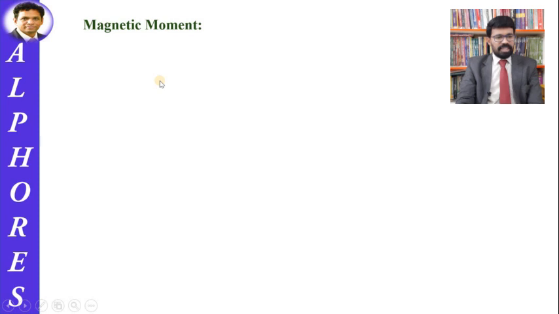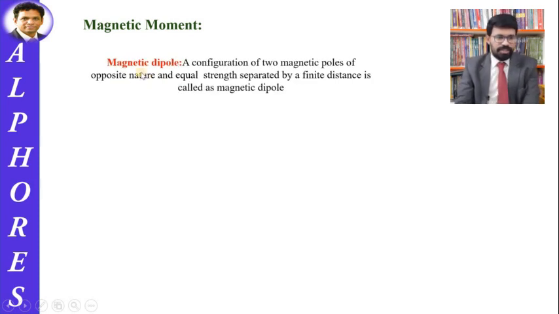Magnetic moment. This particular physical quantity is very important. Let us try to understand. Before that, let me define what a magnetic dipole is. It is quite similar to an electric dipole. Electric dipole was defined earlier as two unlike charges of small magnitude separated by a finite distance. Now let us see what a magnetic dipole is. A configuration of two magnetic poles of opposite nature and equal strength separated by a finite distance is called a magnetic dipole. The two definitions sound similar.